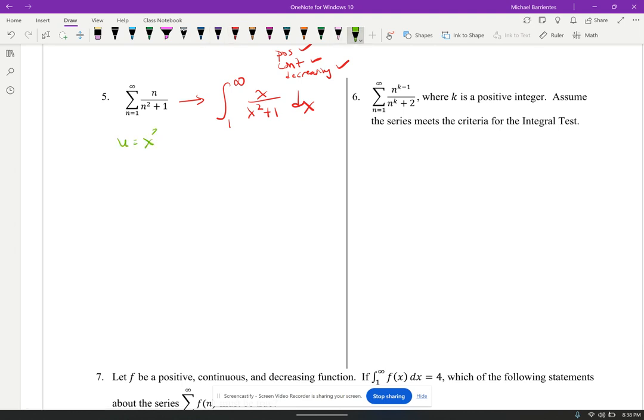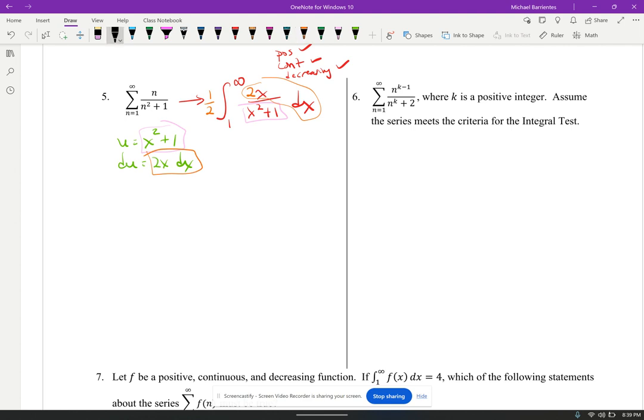So let u equal x squared plus 1. That means the derivative of that would be 2x dx. Well, I don't have a 2x dx. I have a u squared plus 1, right? So this part is here, but what I don't have is this part yet. However, if I multiply this x by 2 and I compensate with a 1/2 multiplication outside of the integral, now I have my 2x dx.